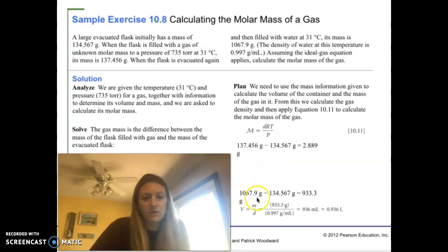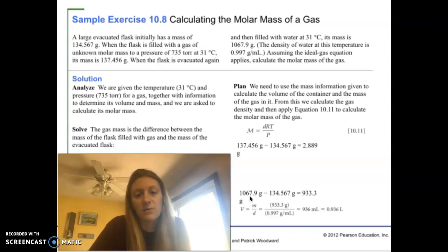The second thing that we want to do is figure out what the mass of the water is, and that's because the water can't be compressed. So if we can figure out the water's volume using density equals mass divided by volume, then we know the volume of that gas as well. So we need to figure out the mass of the water. They give us the density, and then eventually we'd be able to solve for the volume. So we take the 1,067.9 grams, subtract the mass of the flask, which is 134.567, to get the mass of the water being 933.3 grams.